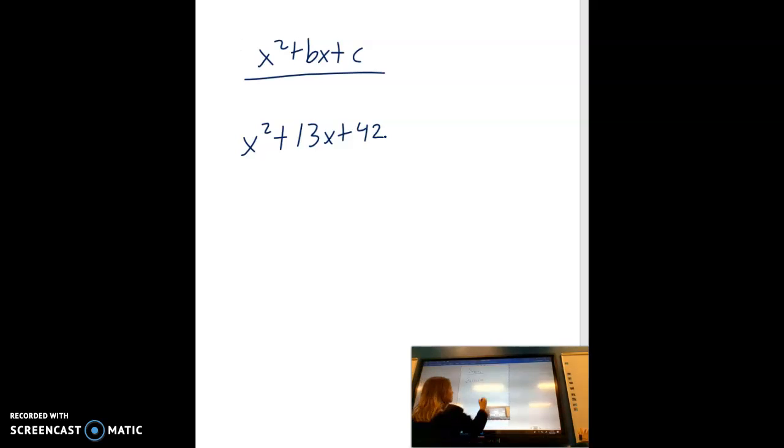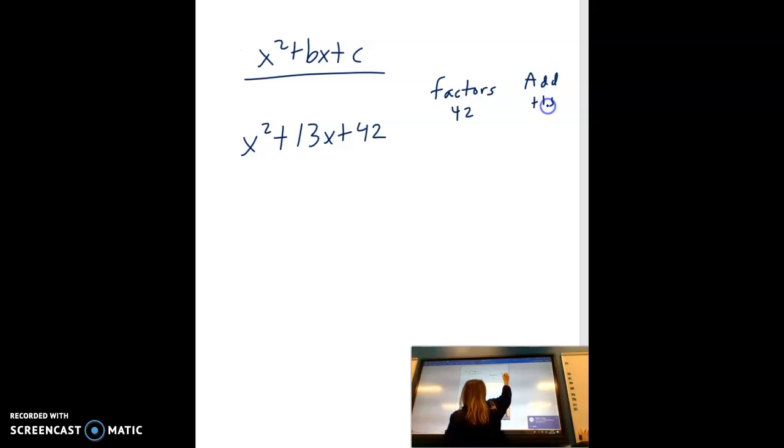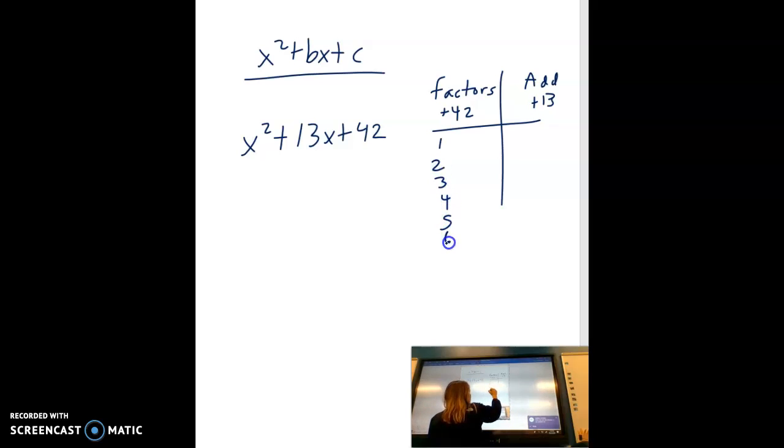So to factor this, what you need to do is list the factors of 42 that add to a positive 13. And 42 is also positive. Okay, how do I come up with these factors? Okay, I divide by 1, 2, 3, 4, 5, 6, and so forth.